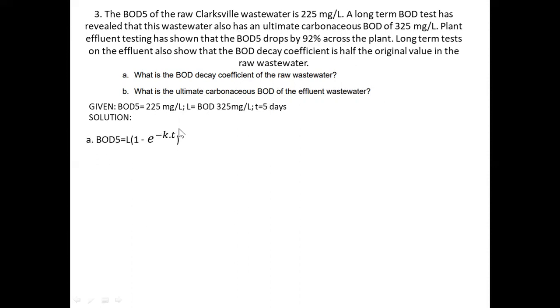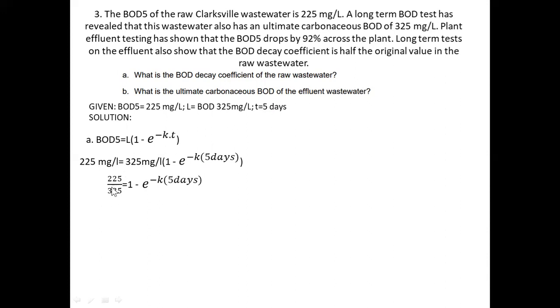Now let's proceed with our solution. For letter A, we're going to use this formula: BOD5 is equal to ultimate BOD L times 1 minus e raised to negative kt. Now plugging in the values, for BOD5, this is 225 milligrams per liter, equal to our ultimate BOD, 325 milligrams per liter, times the quantity 1 minus e raised to negative k, our deoxygenation rate constant, times 5 days. Now this gives us the following values. Okay, divide both sides of the equation by 325 milligrams per liter.